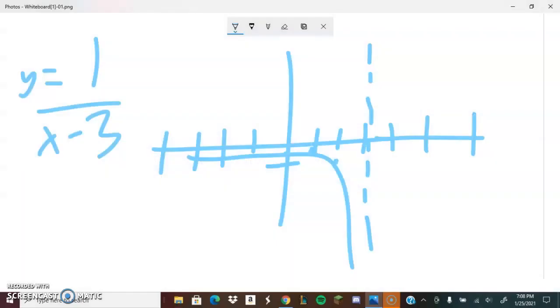At 4, it would be 1. At 5, it would be 0.5.